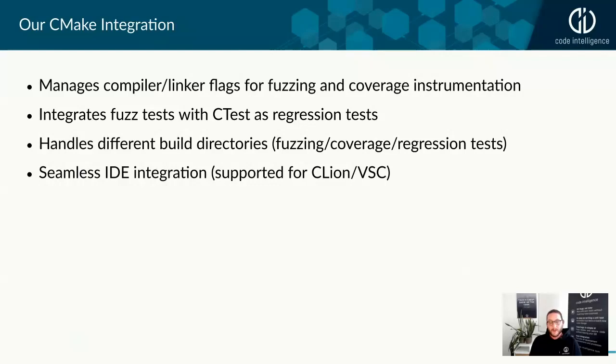So our CMake integration manages all the compiler and linker flags you have to use for fuzzing and coverage instrumentation. This is what I mean by making it easy for you. It also integrates with CTest for regression tests. So a little bit of background on this stuff.